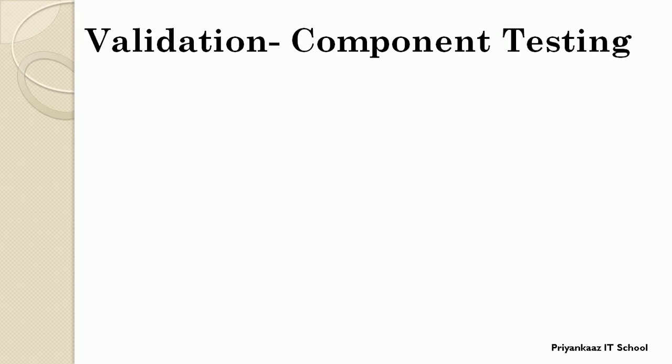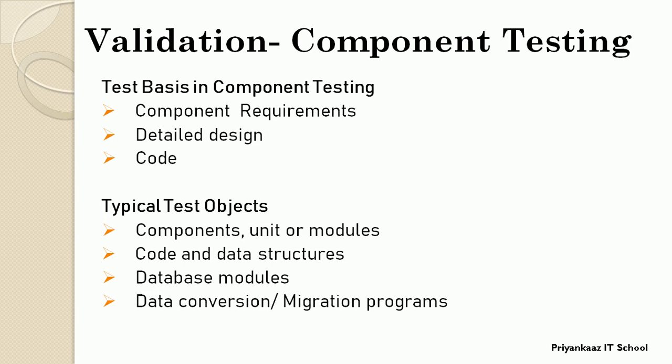Now, what is important? Let's see what important factors we need to understand at the time of component testing. Very first, what kind of test basis can we refer to at the time of component testing? What is meant by test basis? Test basis is nothing but reference documentation. So during component testing, what will the developer or tester refer to? Simple: component requirements, detailed design and code are important to test at the time of component testing. We can refer to all this documentation.